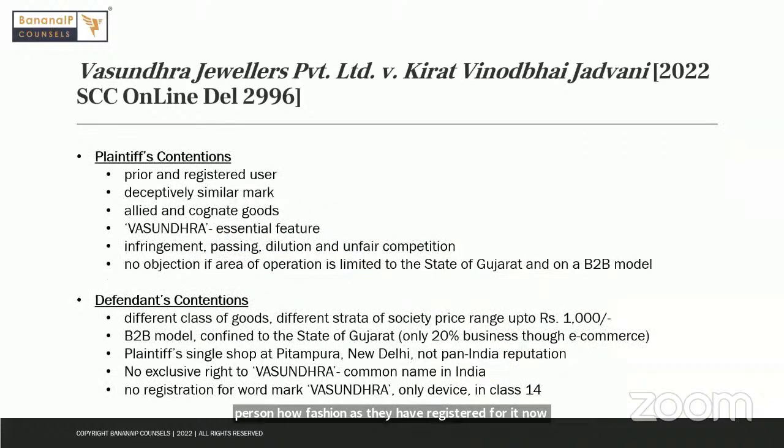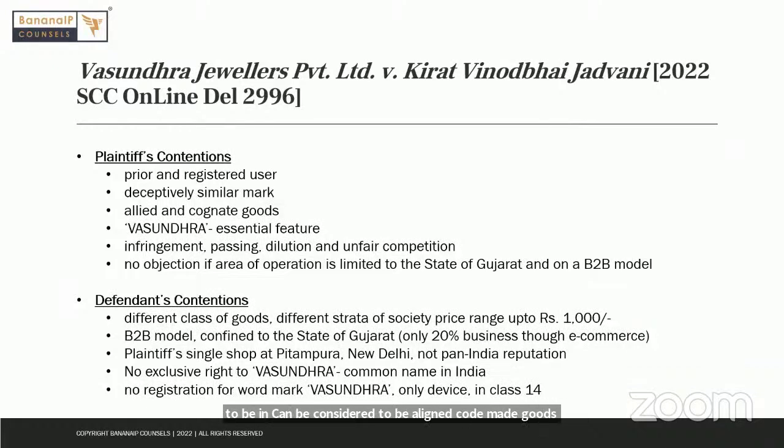Now, the contentions that we find here are that the proprietors of Vasundhara Jewellers, the plaintiffs in this case, say that they are the prior registered users of the mark Vasundhara with the same spelling as the defendant is using, and they have recognizable goodwill because they had done recent shoots for high fashion jewelry, including big names like Janhvi Kapoor. Now, they allege that the marks are deceptively similar, and the defendant is in the business of clothing only. Because clothing and jewelry are very aligned to the fashion industry, these goods can be considered to be allied and cognate goods.